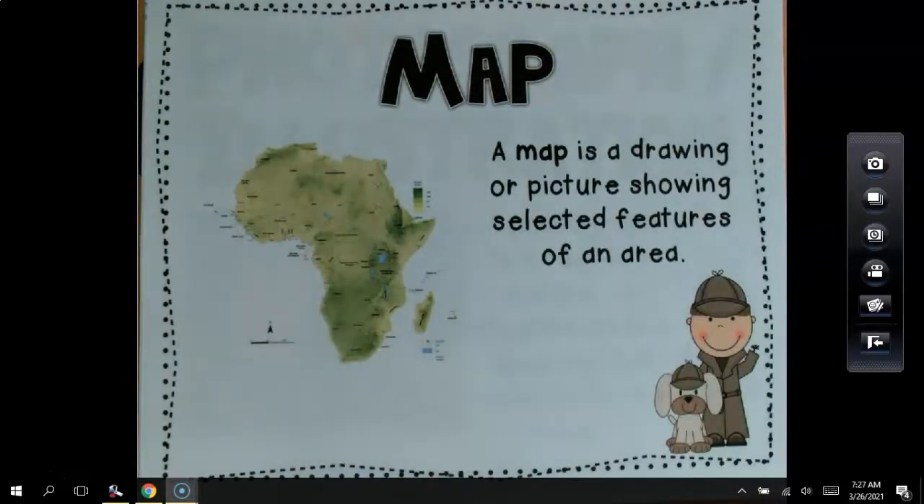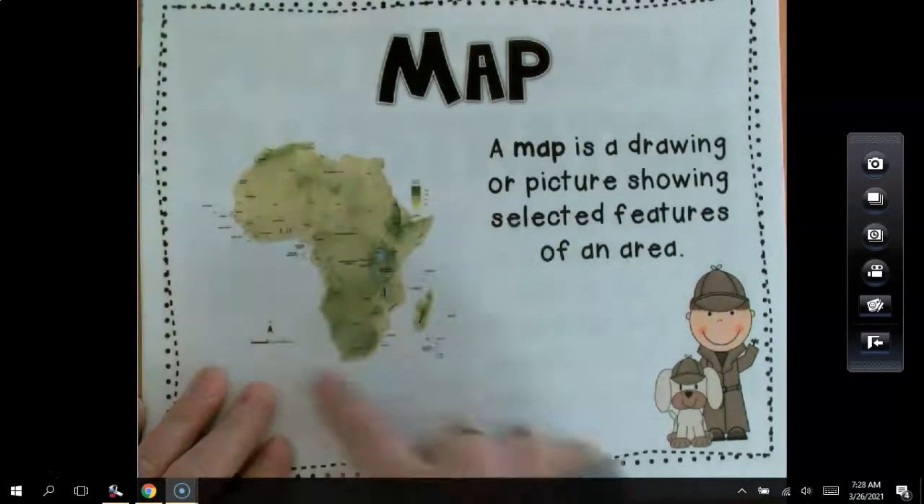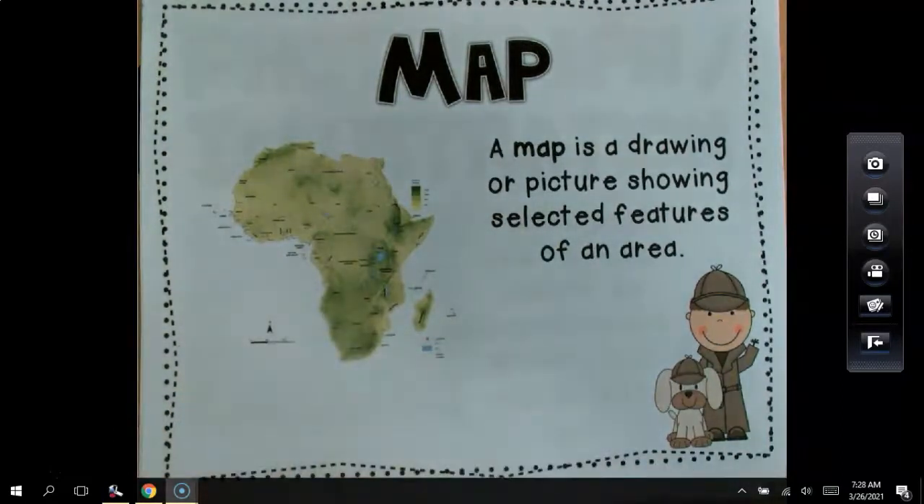Another graphic source would be a map. I know you've seen maps before. We've looked at maps in social studies, and a map is just a drawing or a picture showing selected features of an area. So it's just showing me this continent. It's showing me features. If I would look at the United States map, I would be able to see all the different 50 states. Maybe it would list their cities. Okay, you could even look at a map of Lima, Ohio. So it's a drawing or a picture showing different parts on that map, different areas.